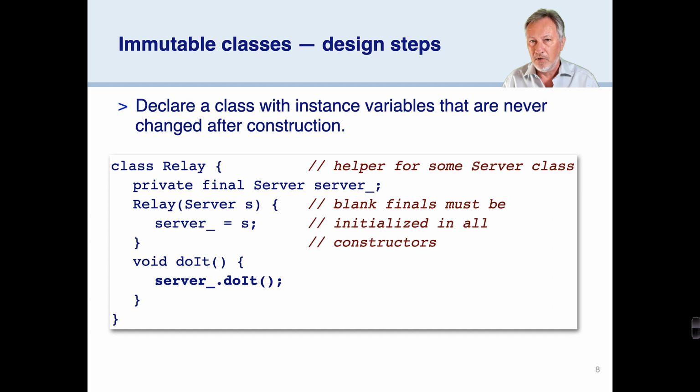In order to create an immutable class, there are various steps. So we'll see that with all of these patterns from Doug Lea's book. First of all, you should declare a class with instance variables that are never changed after construction or after hardening, as the case may be. Here's a kind of a toy example. We'll see a few of these, and I'll also try and give you some real running examples as well.